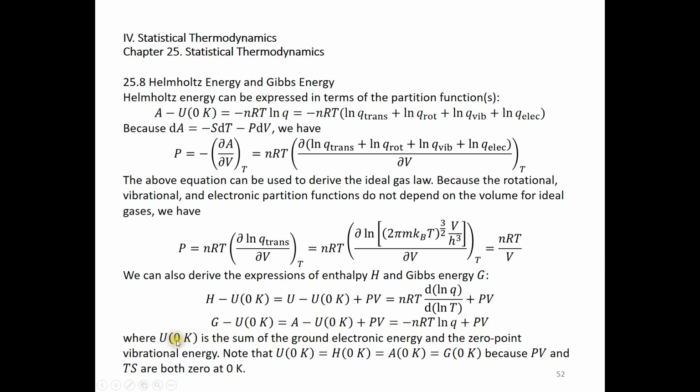The 0K internal energy is the sum of the ground electronic energy and the zero-point vibration energy. In this ground electronic energy, the nucleus electrostatic repulsion is included. At 0K, know this: U equals H equals A equals G at 0K, just because at 0K PV is 0, TS is also 0.